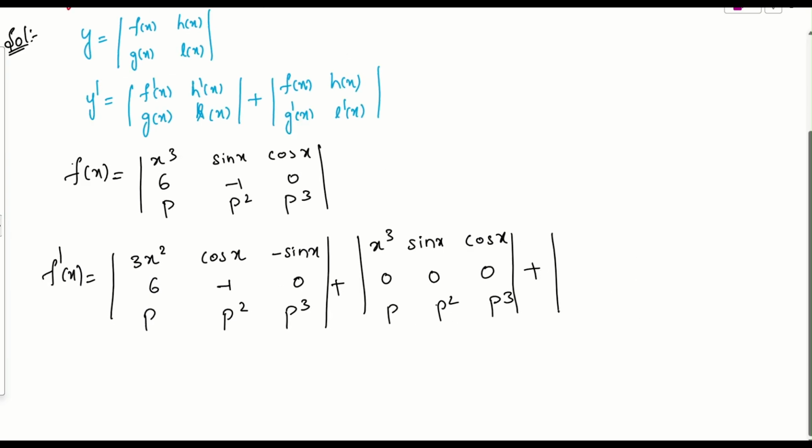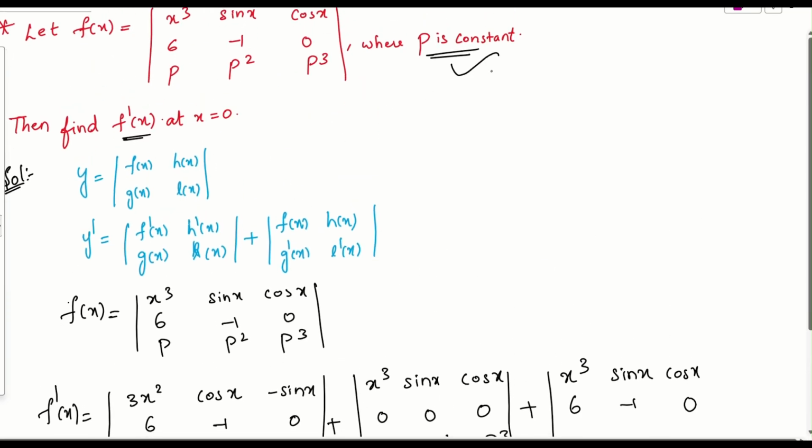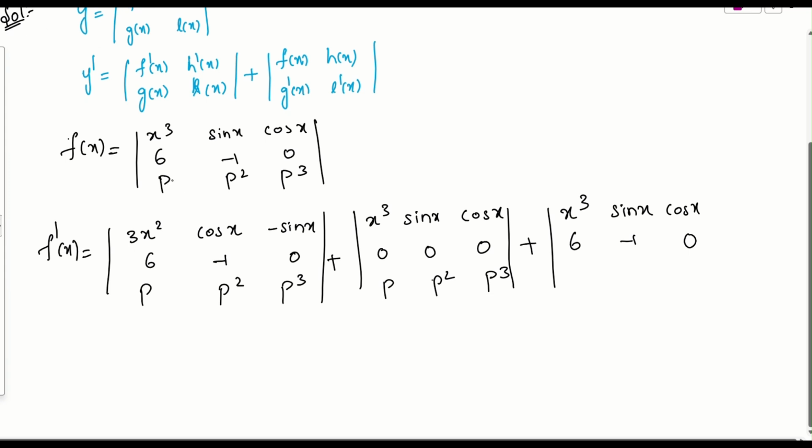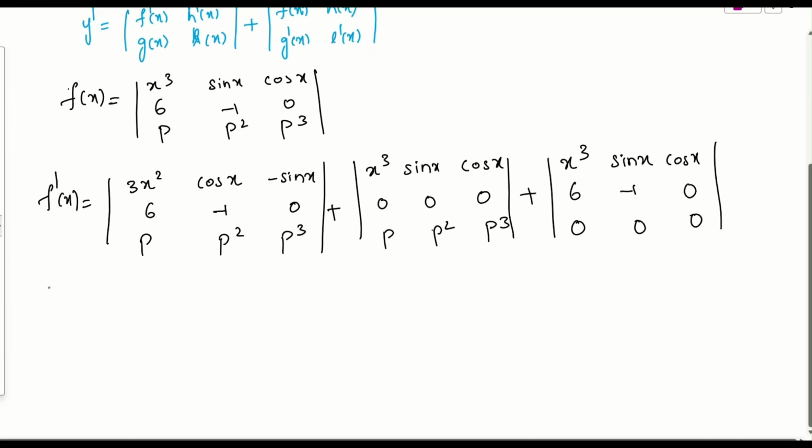Plus the third row. What is this? First row will be as it is. We need to write it down. Second row also the same as it is. We need to write it down. And the third row, what is p? They have given specifically p is a constant. If you take a constant, we know that the derivative of a constant will be 0. This is also 0. This is also 0. Is it okay? Yes.